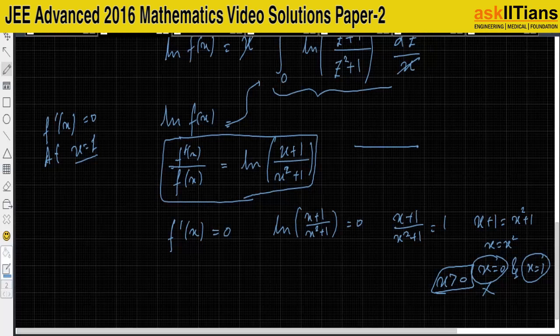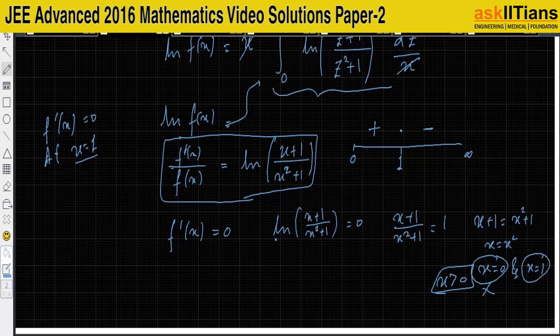It's given in the question that x is greater than 0. So this is 0, this is 1, and this is infinity, if this is the number line. So here at x equal to 1, f'(x) is 0. If x is greater than 1, then the sign of f'(x) will be negative, and if x is less than 1, the sign of f'(x) will be positive, right? If x is less than 1, then I'll get a positive quantity. If x is greater than 1, then I'll get a negative quantity.